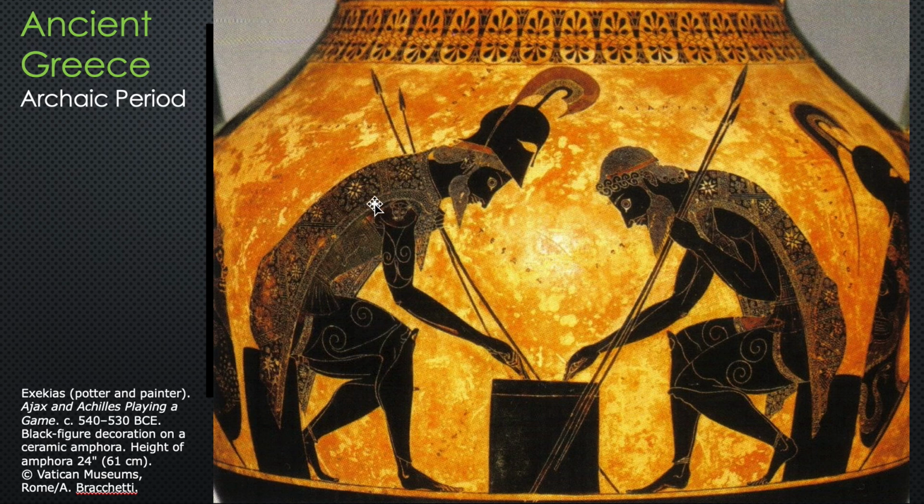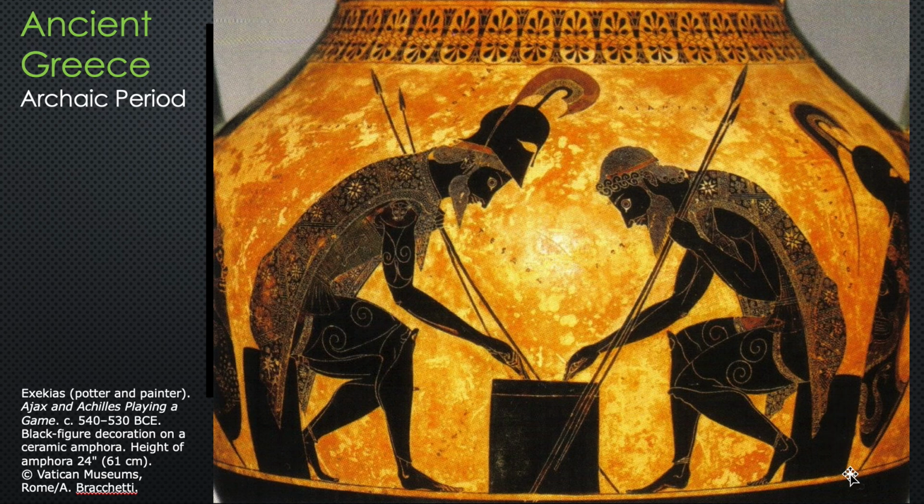So if you look closely, you can see little black writing here, here, here, here, here, and here. This is what they're saying as they're playing their game. And this is the armor belonging to this guy.